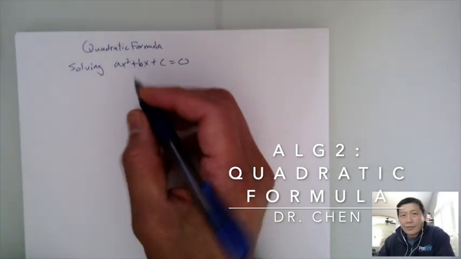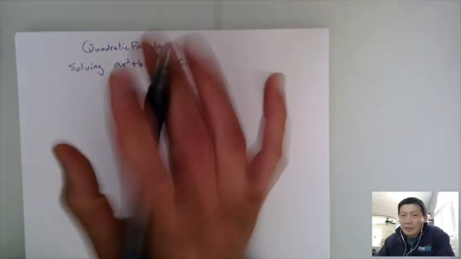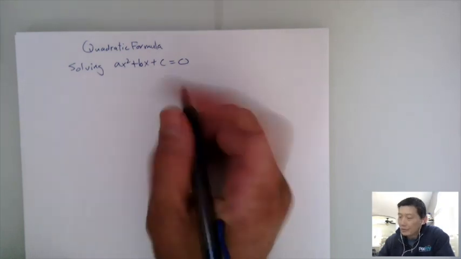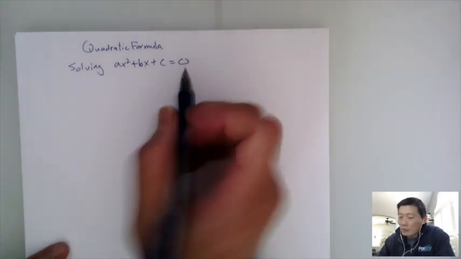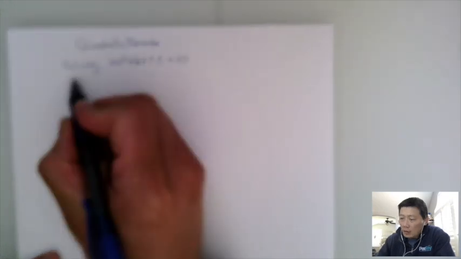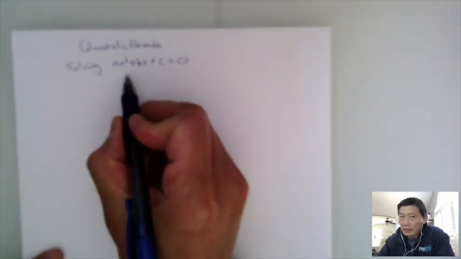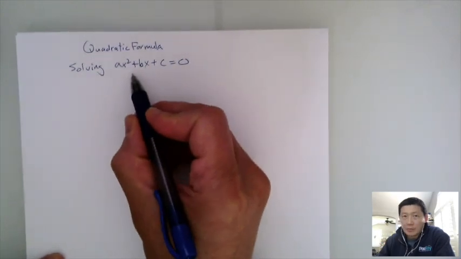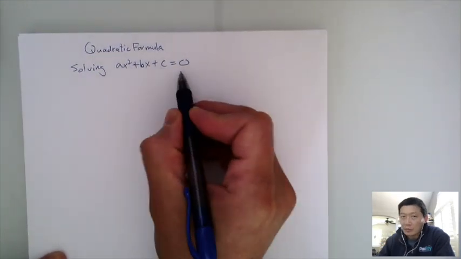Alright students, today in this video, I want to talk to you about the quadratic formula. Alright, let's just go right into it. The quadratic formula is used to solve an expression like this. As you can see, it is a quadratic equation: ax squared plus bx plus c equals 0.